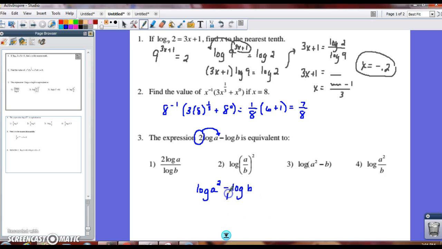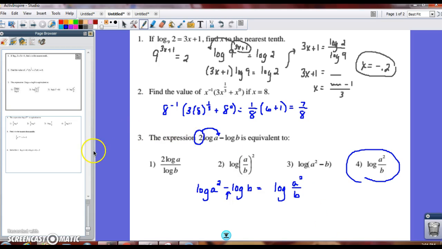And that subtraction sign is the quotient rule. So if I undo that, then I end up with the log of a squared over b. And that would be choice 4 there.